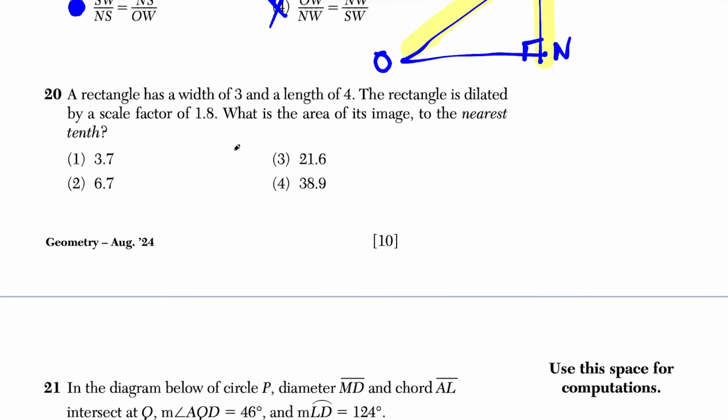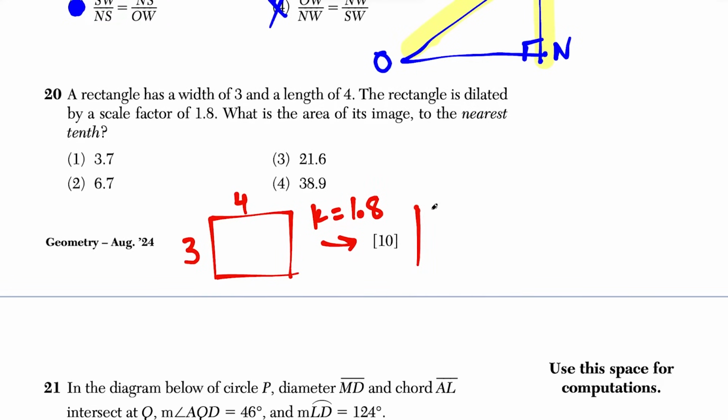Question 20, a rectangle has a width of 3 and a length of 4. The rectangle is dilated by a scale factor of 1.8. What is the area of its image to the nearest tenth? So for this one here, what we could do is we could draw out a rectangle. So we have some rectangle. The dimensions are 3 by 4. And we're going to dilate this rectangle by a scale factor of 1.8. So what we're going to do is we're going to multiply the length and the width by 1.8. And if we do that, I'll write it over here, we're going to have a new width of 3 times 1.8, which is 5.4. And the new length is 4 times 1.8, which is 7.2.